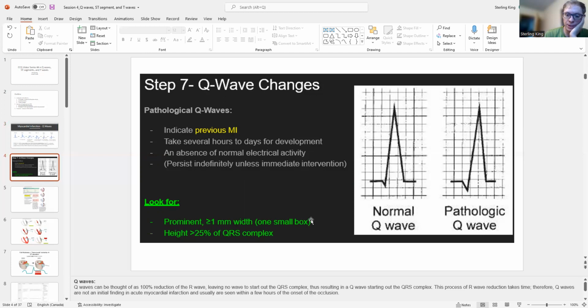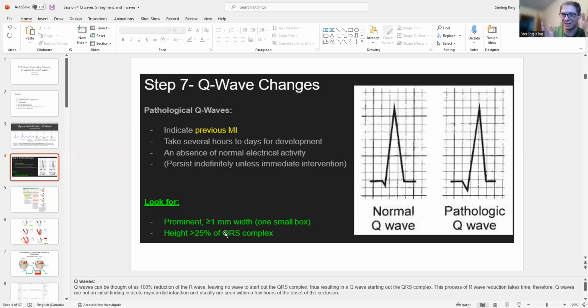What you're looking for in an ECG. If we're looking, this is normal. So then we have our Q, this is our R, there's no S. And then over here, this is a much deeper Q, then there's an R, and then there's no S, and then we're going over here, ST segment. So what we're looking for is a prominent Q wave greater than 1 millimeter in width, so one small box width. And the quick rule of thumb is that it's a box wide and a box deep.